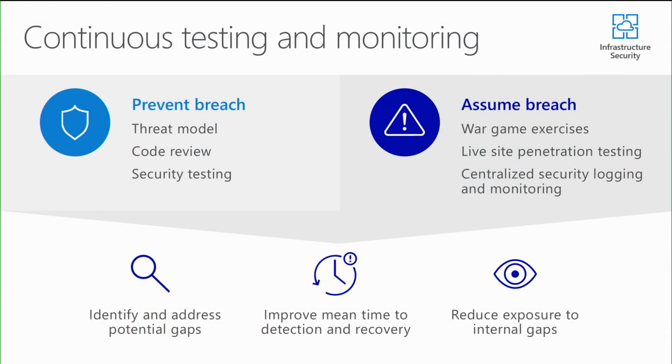For example, we do continuous testing and monitoring, and what that does is we basically split up our teams. You look at the teams and it becomes almost like a battlefield. On the left-hand side, you have the red team, and their job is to prevent any breaches. They review the threat models, they review the code, they do testing and security, and the blue team on the other side, they assume that a breach has happened. They do war game exercises, they do live site penetration testing, they do centralized security logging and monitoring.